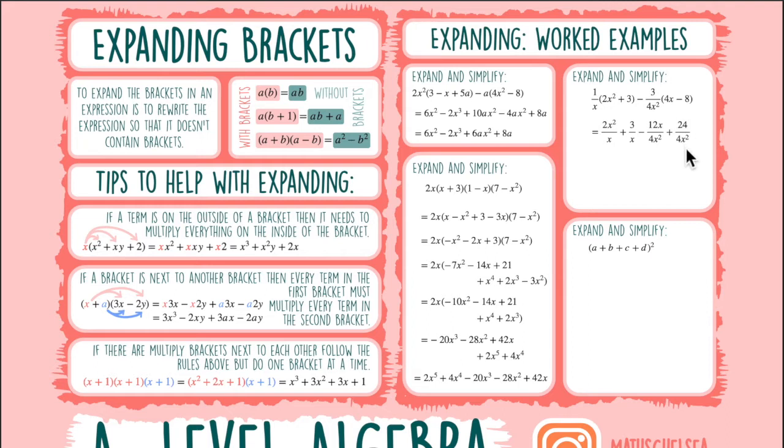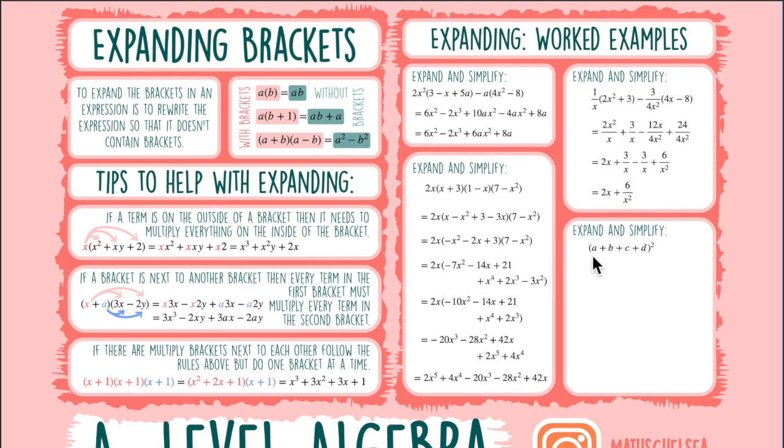Now we just need to simplify. So this 2x squared divided by x just becomes 2x. We still have the 3 over x. 12x over 4x squared reduces to 3x. And then 24 over 4x squared reduces to 6 over x squared. Plus 3 over x minus 3 over x, that goes to 0. So hopefully you can see that this is the final answer.